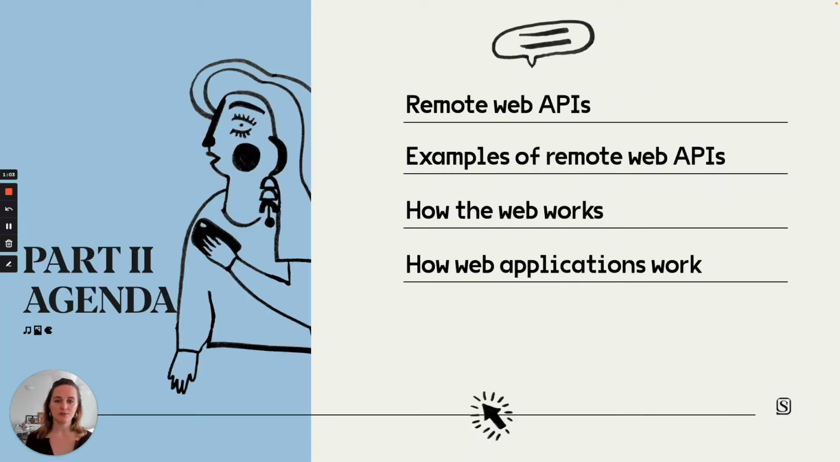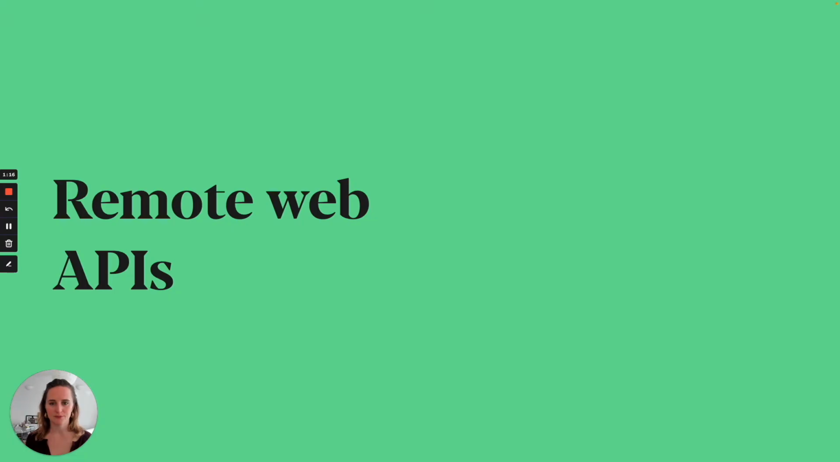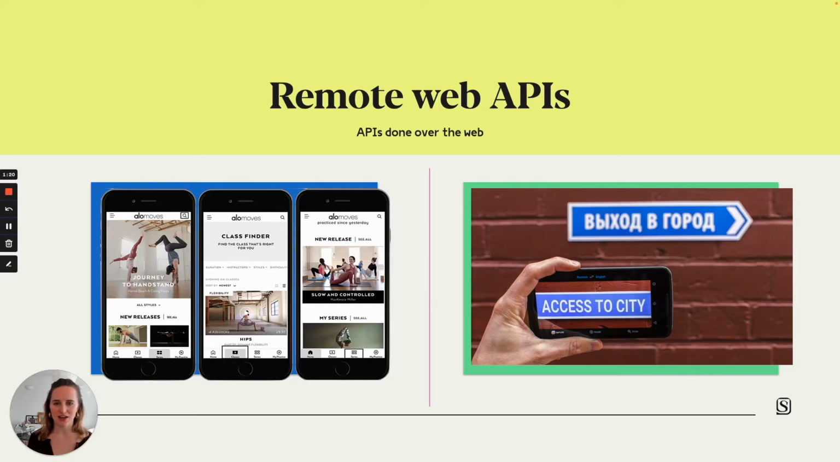In this part 2, we are going to narrow our focus to the web and the special kinds of APIs that use the web to allow two software applications to communicate. These are called remote web APIs, and we'll learn why in just a sec. You're more familiar with remote web APIs than you may think.